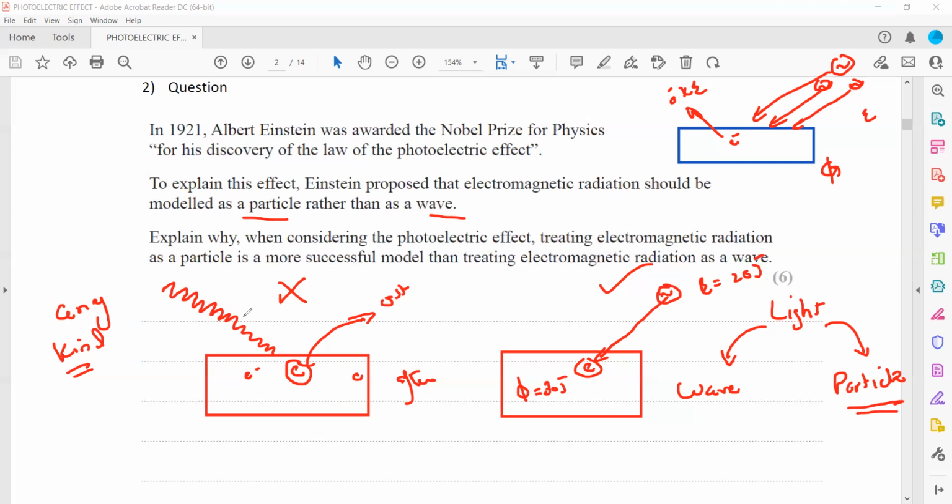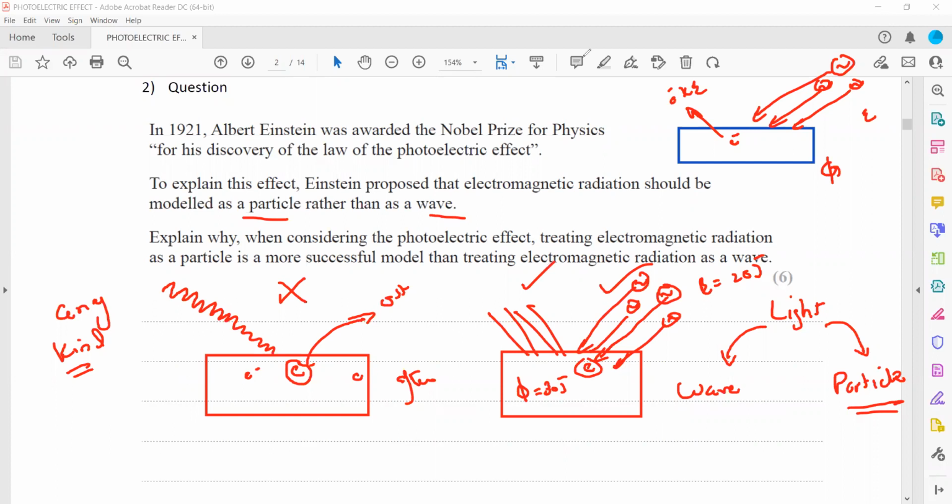And the second thing, when we increase the intensity, what we observe is more. Increasing intensity means more photons. So increasing the intensity will increase the number of electrons or the current produced. That is what we observe. So the particle nature is supported by the practical observation rather than the wave nature.